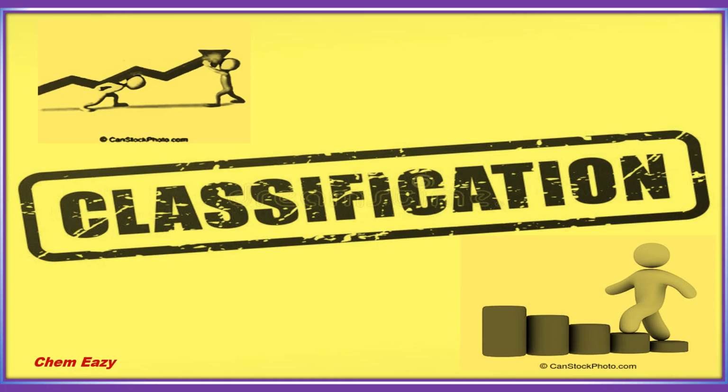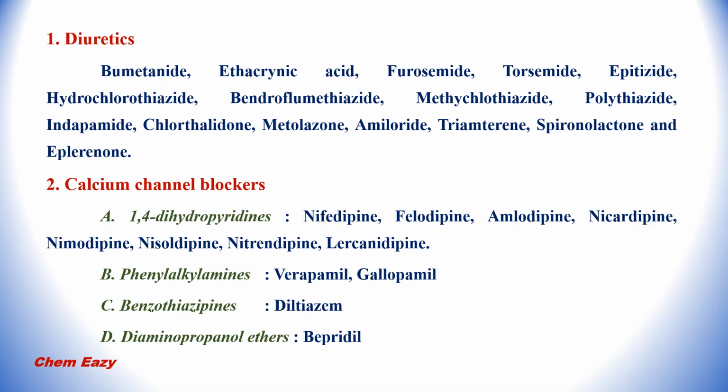Classification of antihypertensive agents. First, I'll give you each class with the drug names. After that, all the important structures will be given separately. Under classification of antihypertensive agents, the first class is diuretics.